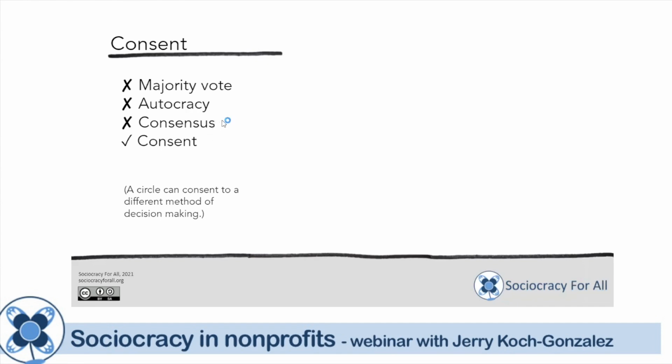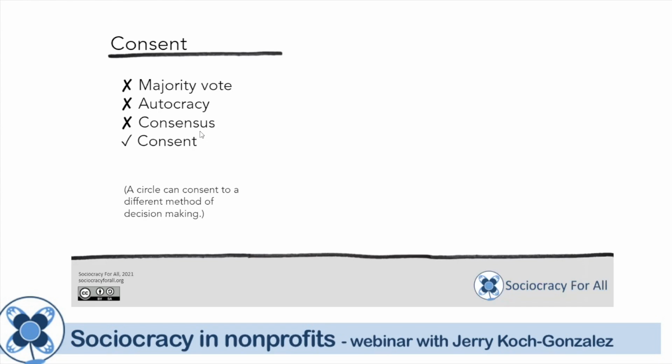And consent is different than consensus. So let me just back up for a moment. The reason why not majority vote is that majority vote has winners and losers. And we're seeking to have all voices heard and be involved in decisions that they can unite behind.